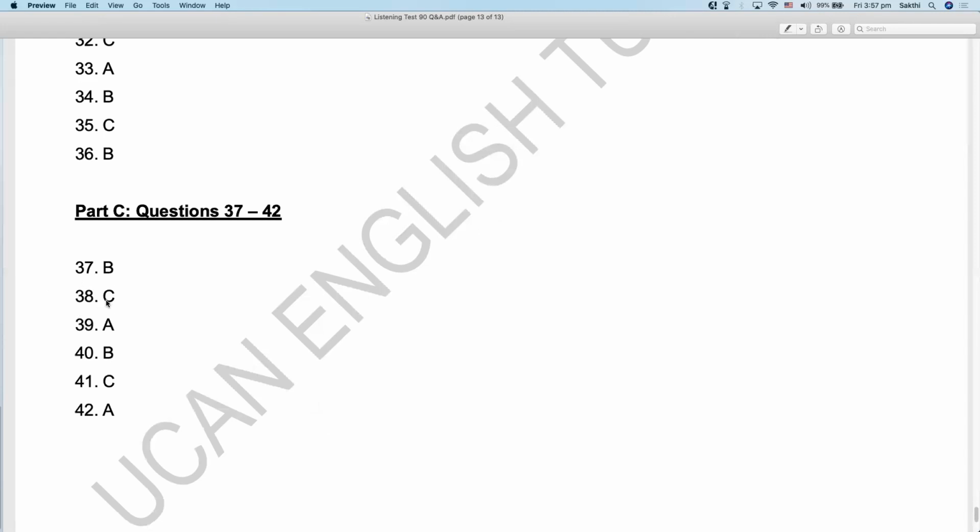For question number 38, the answer is C. For question number 39, the answer is A. For question number 40, the answer is B. 41 C, and 42 is A.